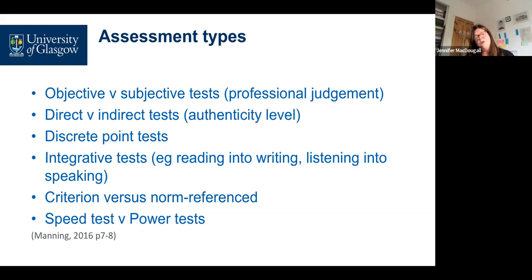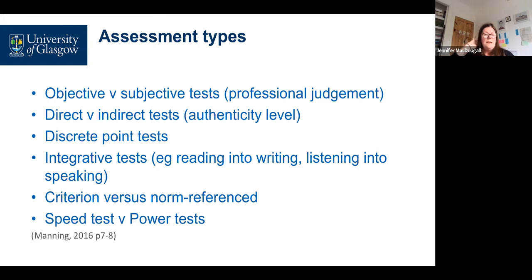But when we go to objective testing, we have these kind of discrete point tests where you get a point for getting the right answer. My feeling is this is not something which is that common anymore in language testing. Of course, in huge tests like IELTS, there still has to be some of this kind of discrete point testing.